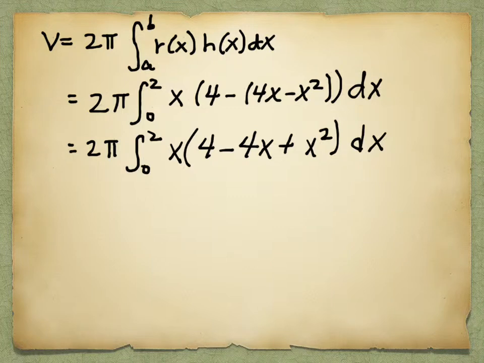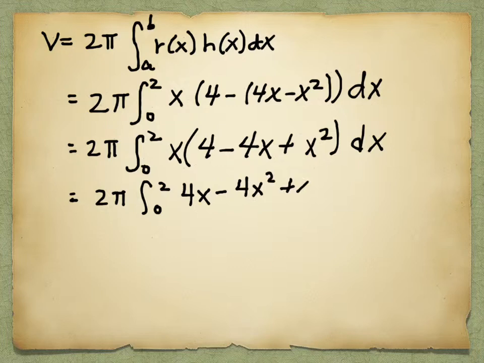All right. We need to do one more thing. What do we need to do? Somebody say it so I can do it. Yeah, I need to distribute that x, right? So I've got 4x minus 4x squared plus x cubed and all of that dx. And now that it's cleaned up, I need to take an antiderivative.